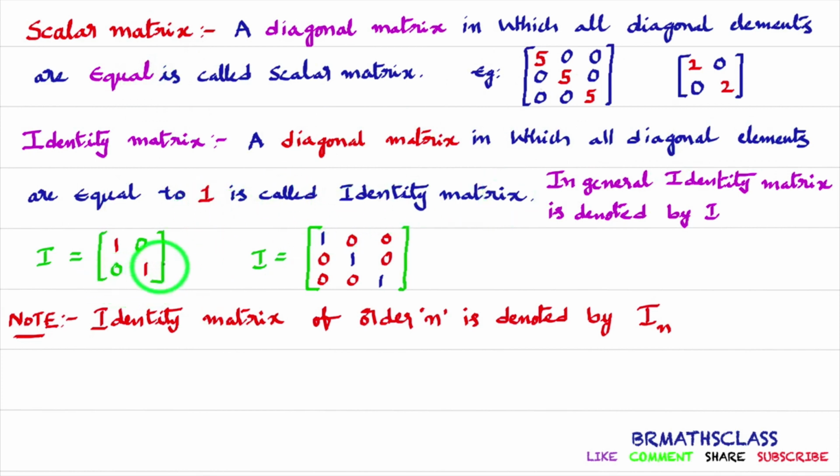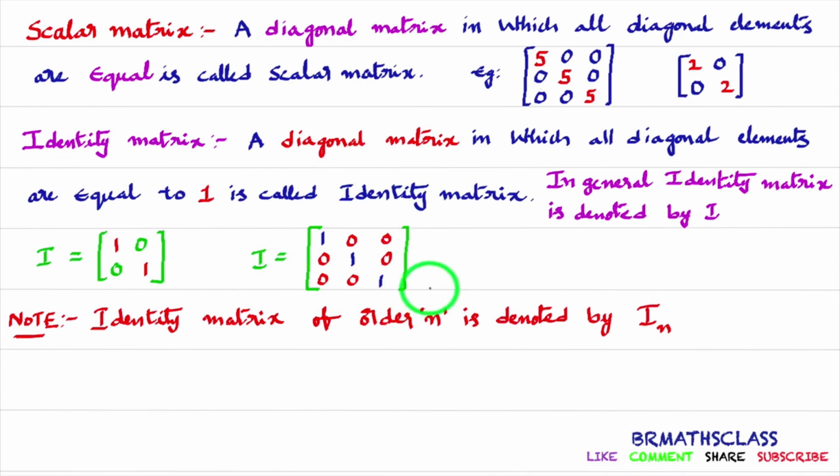Observe here, is this a diagonal matrix or not? Yes, it is a diagonal matrix because non-diagonal elements are 0. And are all diagonal elements equal to 1? Yes, observe here, all diagonal elements are equal to 1. So, this is an example of a unit matrix. Unit matrix is also known as identity matrix. Before identity matrix, it must be a diagonal matrix. Observe, is this matrix a diagonal matrix or not?